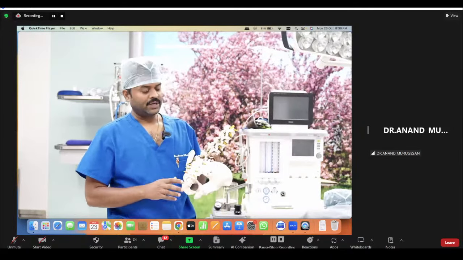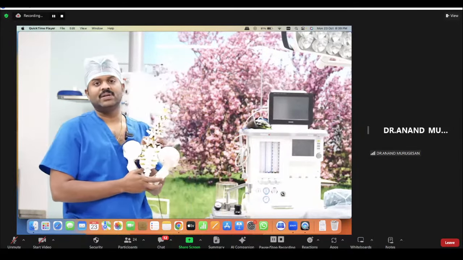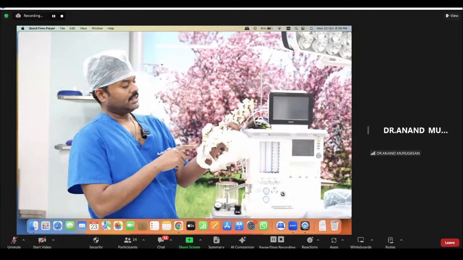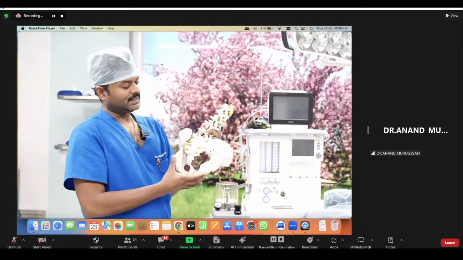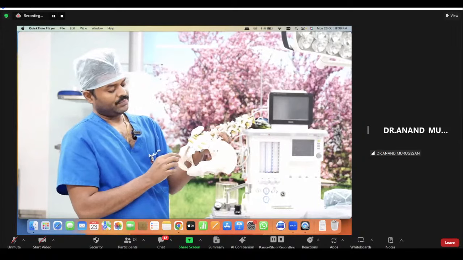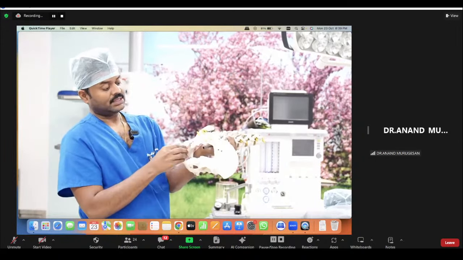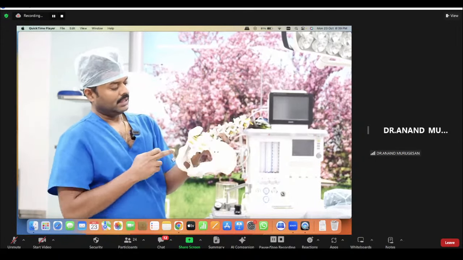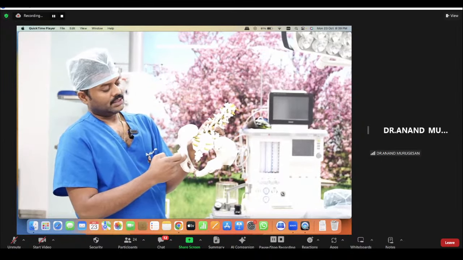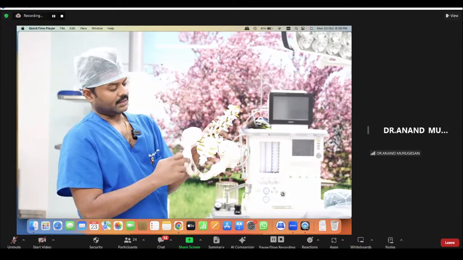If you look at this model briefly, I can tell you exactly its course. This is a posterior pelvis. This is the sacrum. This is the iliac bone. This is the pubic bone, and this is the ischium bone. And you can see a big notch called the greater sciatic notch and a smaller notch called the lesser sciatic notch.